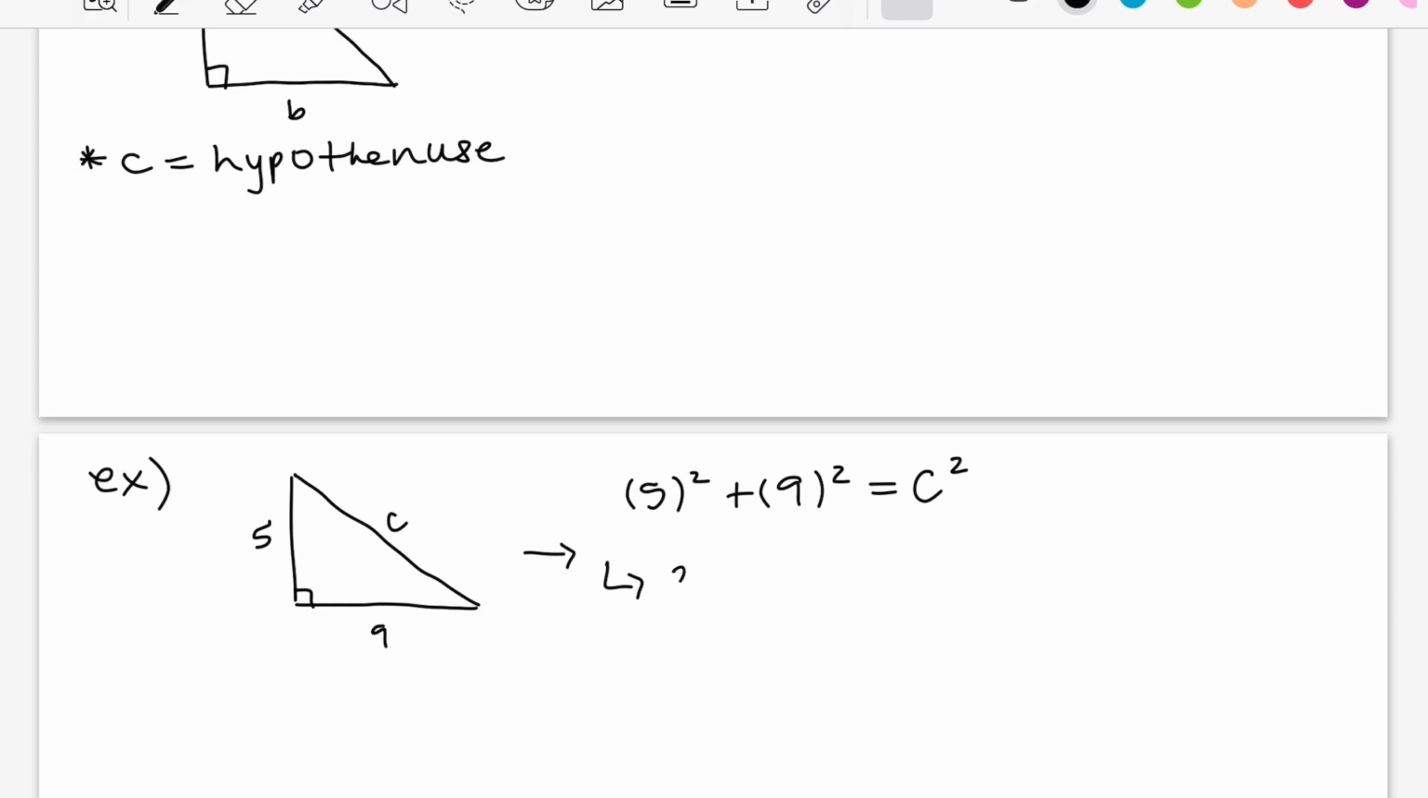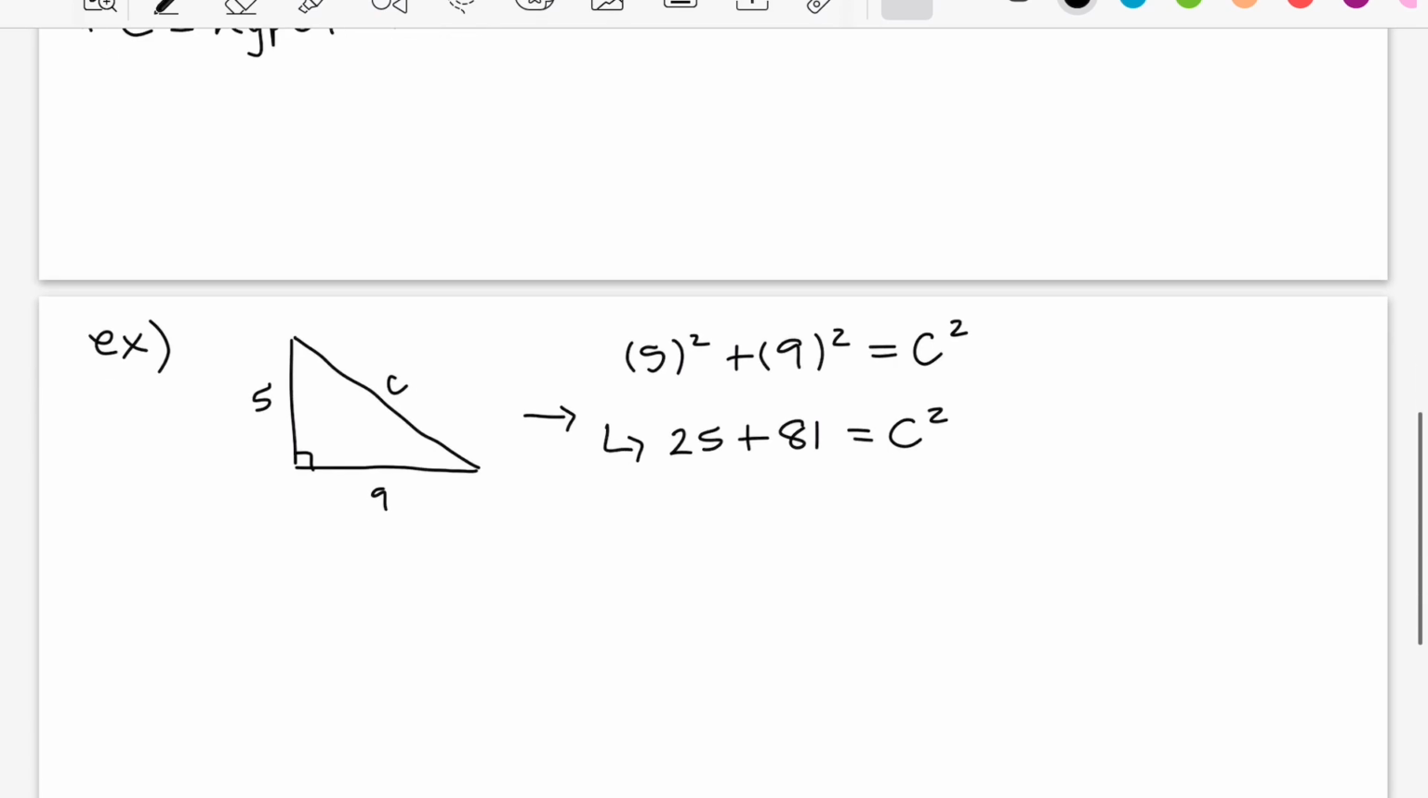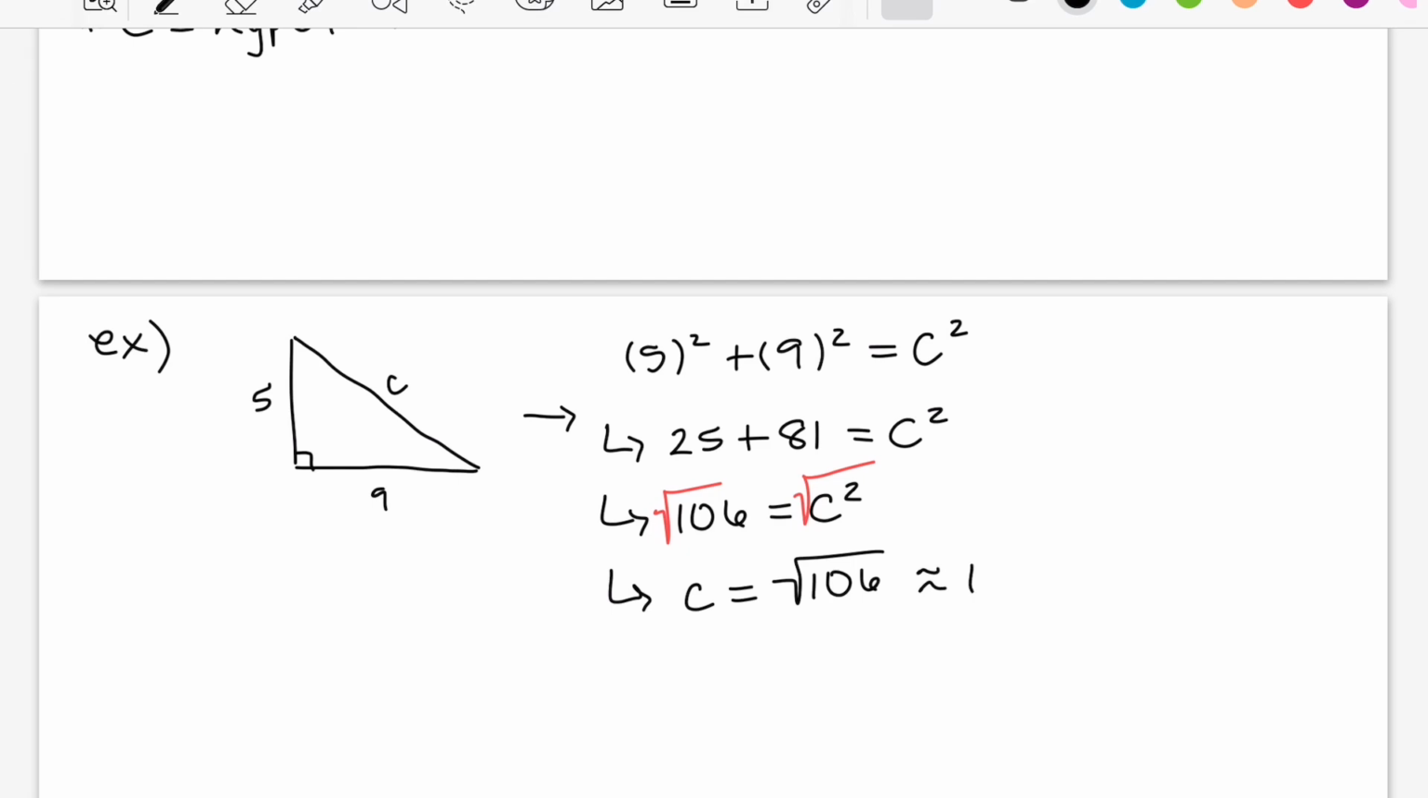All right. 5 squared is 25. 9 squared is 81. So this will be equal to c squared. 25 plus 81 is 106. And so we get that c squared is equal to 106. But we still need to fully solve for c, so we'll square root both sides. And we get that c is equal to the square root of 106, which is approximately 10.3. All right, so this is how we would find the length of our hypotenuse here given the length of the other two sides.